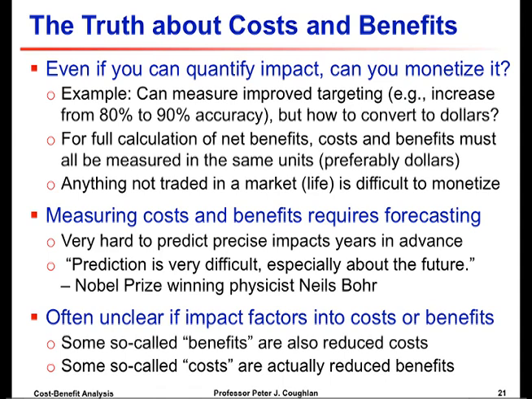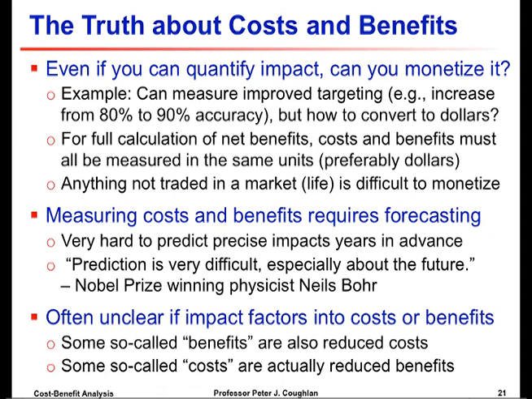We increased accuracy from 80% to 90%. I can quantify that. But how do you convert that to dollars? Okay, so it's going from 80 to 90%, worth $1 million, $500,000, $2 million, $5 million? I don't know, right? That's another challenge, right? Because if you really want to do a full calculation of net benefits, you've got to be able to subtract costs from benefits. You've got to be able to compare the two. And in order to compare the two, you can't say, what is 5 apples minus oranges? You've got to have, again, apples to apples. You've got to be able to measure everything in the same units, preferably dollars.